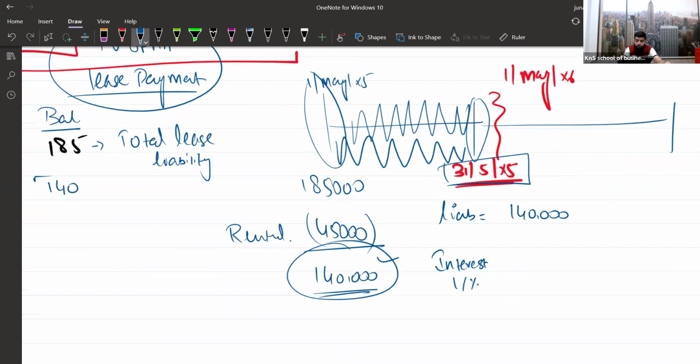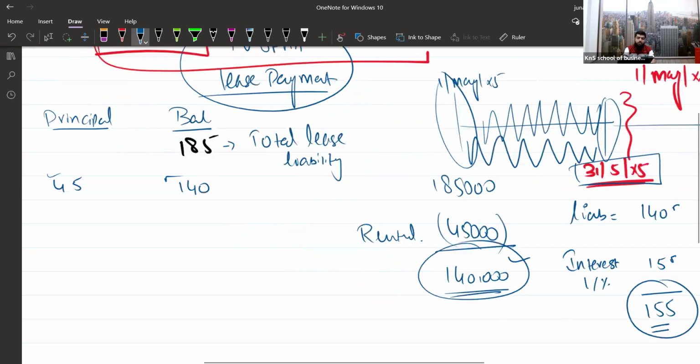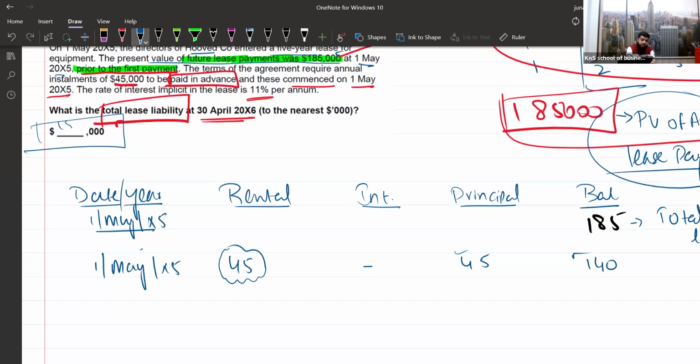The 11% interest will be calculated on that 1,40,000, that is 140, which means 15. If I remove three zeros, 15 is the interest which is outstanding. Why? Because the liability was outstanding throughout the year, so interest will be applied on that outstanding liability. So 140 is the principal liability and 15 is the interest liability, which means the total outstanding lease liability is 155.